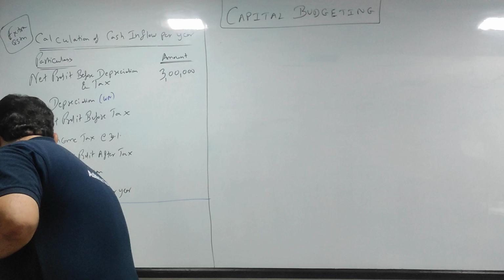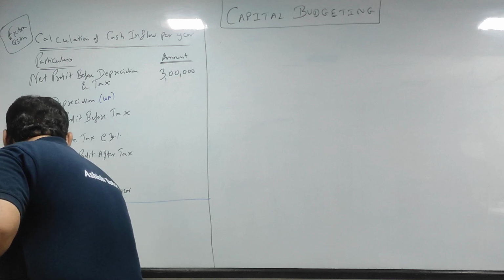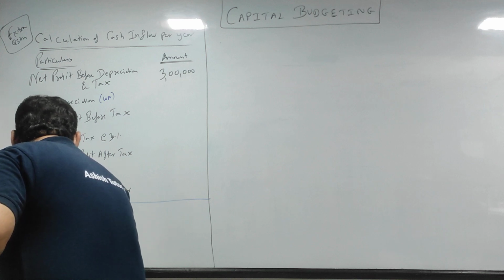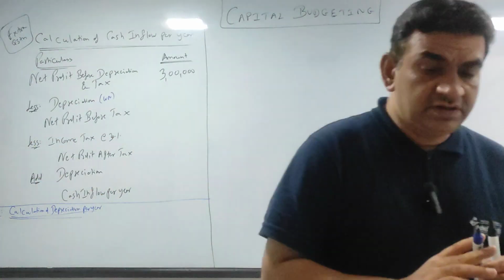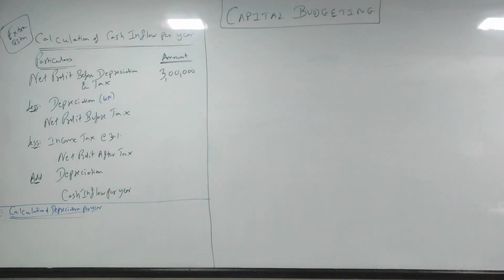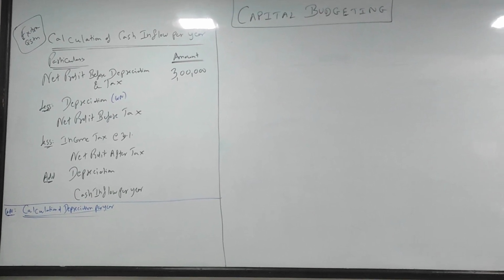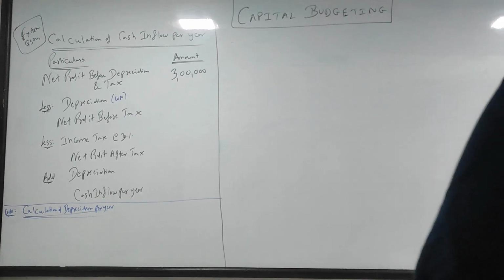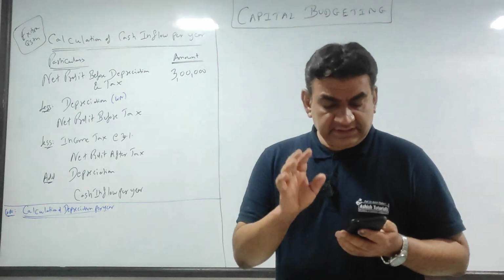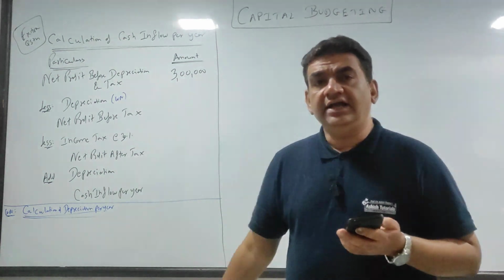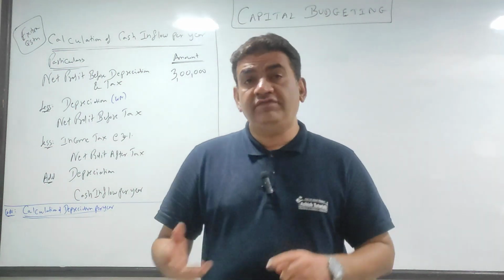Working note, calculation of depreciation per year. Just checking the angle. Let me change the angle a little. Okay. Now see, you all have done it in SYBCOM. Correct. Cost is given. Scrap value is not here, it will come later. In this basic sum, I have avoided scrap value. Life of the asset is given. Now you all know very well.